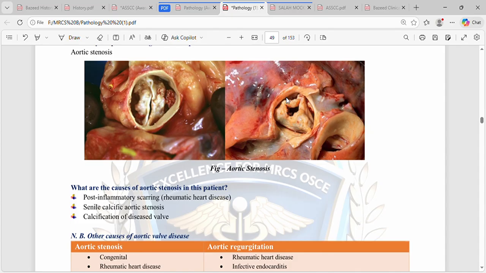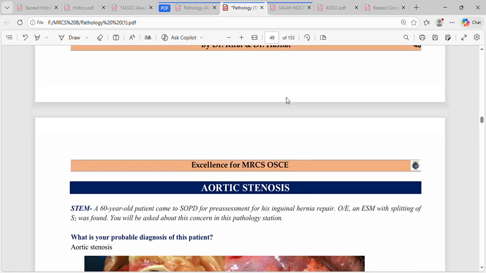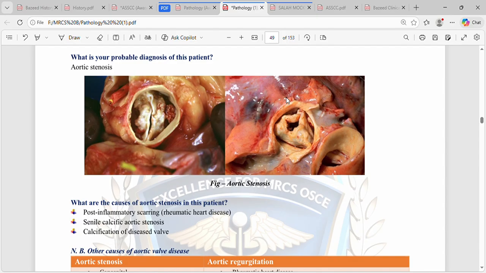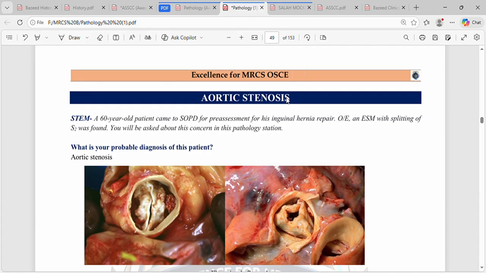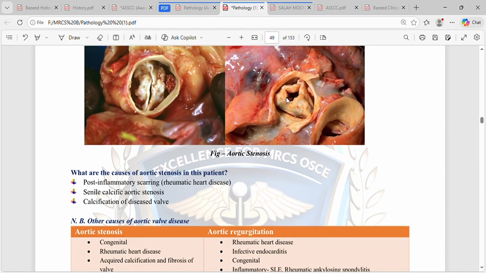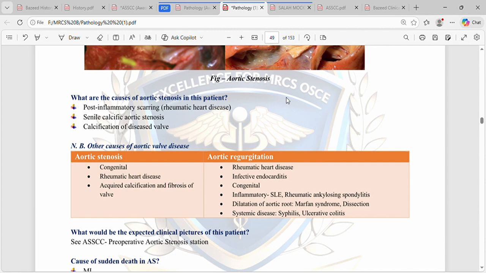So post-inflammatory scarring can occur, for example rheumatic heart disease, senile calcific aortic stenosis, and calcification of the valve wall. First of all, the patient is of old age, 60 or older, so there can be senile calcific aortic stenosis or sclerosis. In old age there may be calcification of the valve walls, and there can be rheumatic heart disease, which usually leads to the formation of scarred valves.